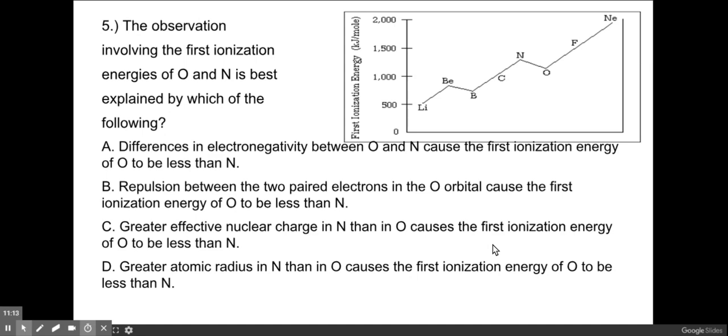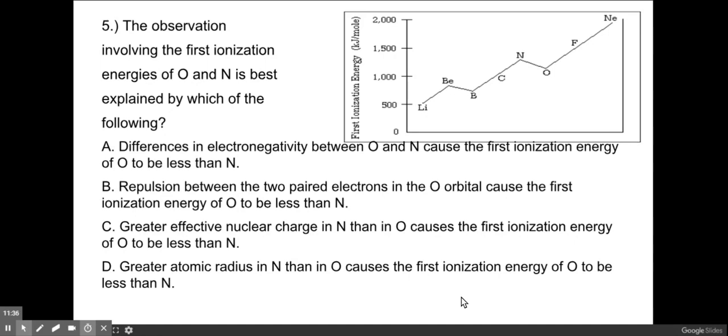C, greater effective nuclear charge in nitrogen than in oxygen causes first ionization energy to be less. Well, okay, stop. Effective nuclear charge is not greater in nitrogen than oxygen. Zeff for nitrogen is 5. Zeff for oxygen is 6. So C is just a false statement.